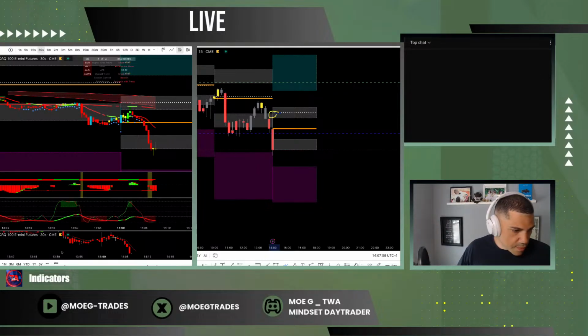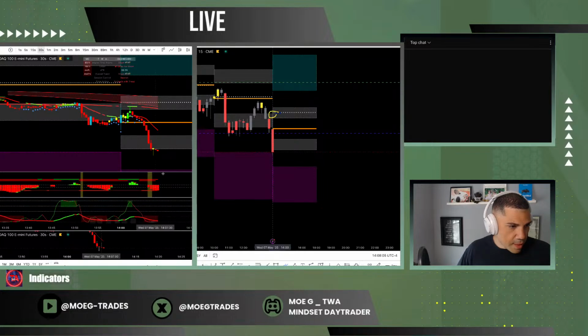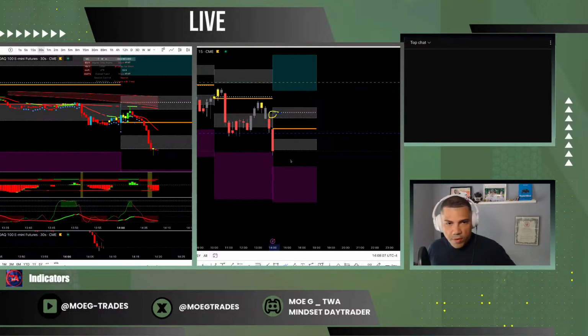Let me just move this over. So you can see how nicely the algo candles have really helped with direction today. You got the TPO helping with direction today. Price is considered cheap here, but it looks like we're still going to be heading down. Look at that, that's a straight shot down.